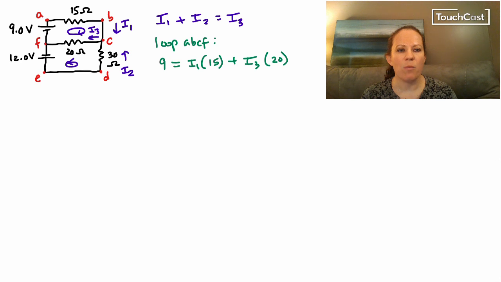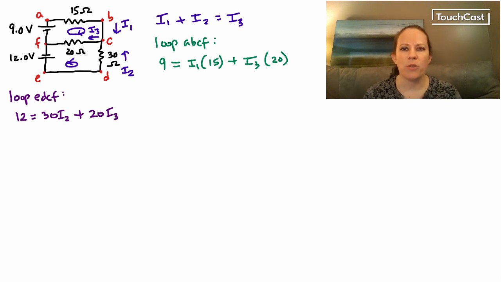I'll go ahead and set up my other loop really quickly. So that's going to be FEDC, or I could even do EDCF to keep the lettering a little bit consistent with my first loop. So again, as I follow this one around, I can see I have one potential rise from the 12-volt battery, two potential drops from the 30 ohm and the 20 ohm resistors. So my loop rule for this one is going to be 12 equals 30 times I2 plus 20 times I3.